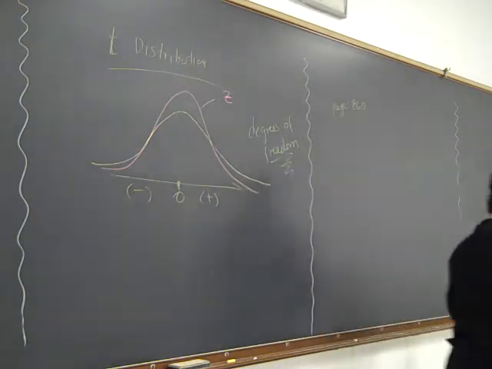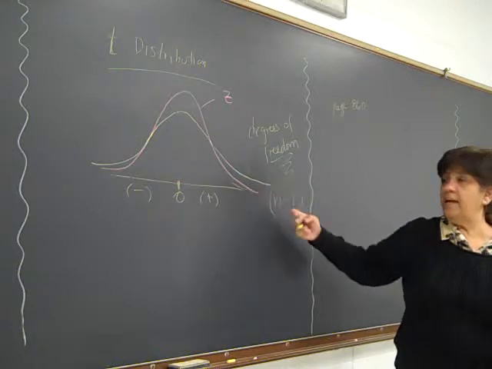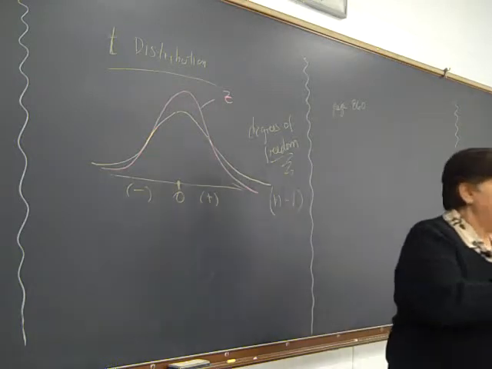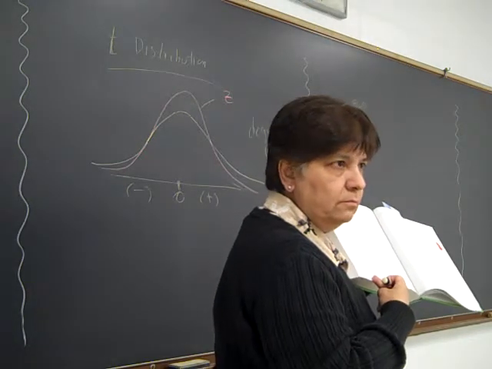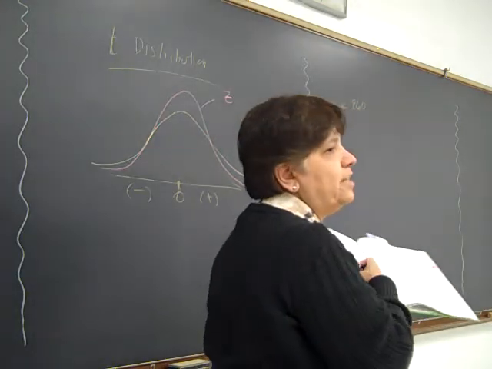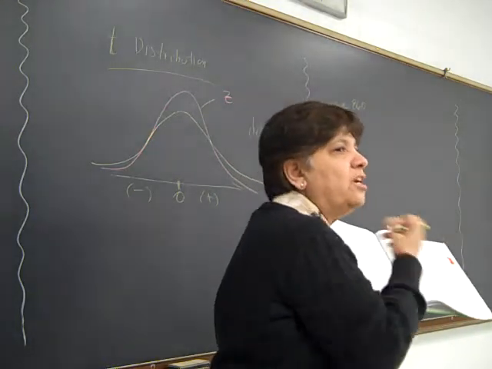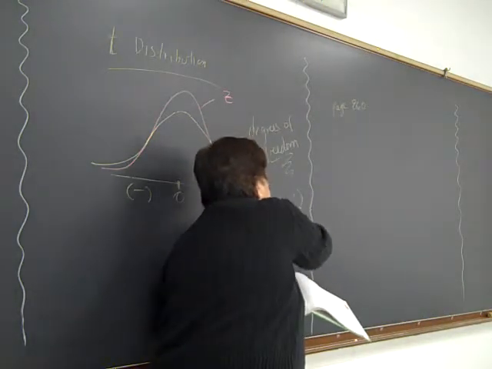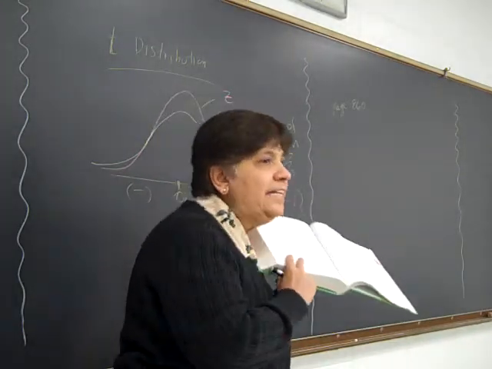How many degrees of freedom are we going to use? N minus 1. What is N? N is the sample size. So, in the left side of the table, you're going to find the degrees of freedom, from 1 to 100, and then infinite. You are going to use N minus 1, where N is your sample size. So if the sample size is 20, you're going to use 19 degrees of freedom.